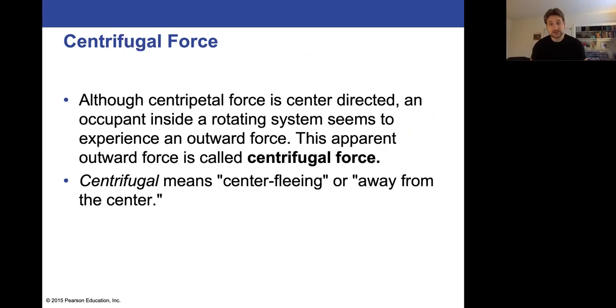Which can feel, as you know, right? If you take a turn in a car a little bit too fast, you feel pulled to the outside of the turn. That feeling we call centrifugal force, which means going away from the center. As we turn, let's say we're turning to the left, we feel pulled to the right in the car.